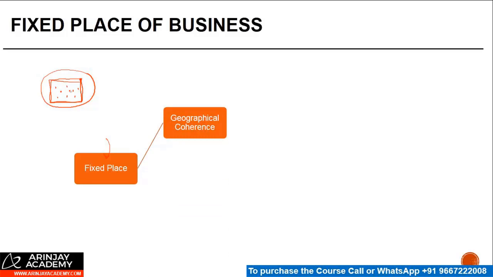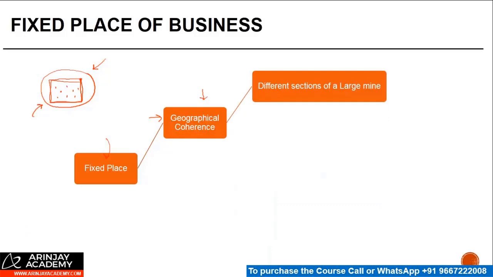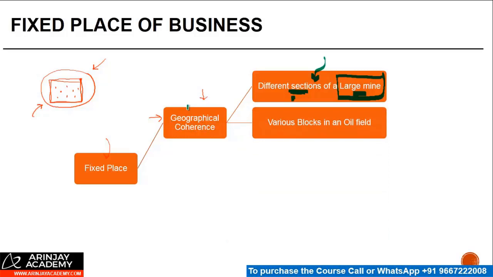There are two factors here which need to be considered. One is the geographical coherence, which is what I've spoken about here. As long as you are working at different points, but they can be identified or allocated to a specific area, it is said that you have a geographical coherence, and therefore this fixed place of business exists. Some examples for this could be, if people are working in different sections of a single large mine, that mine and not those different sections would constitute a fixed place of business and therefore a PE.